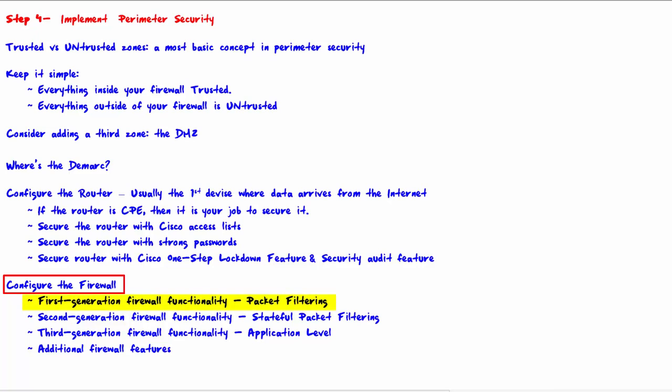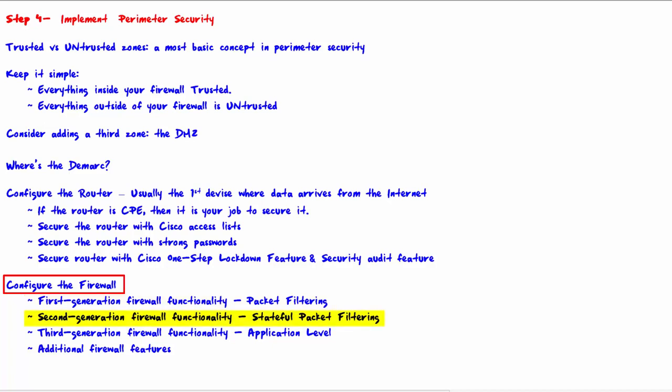So first we talk about first generation firewall functionality. First generation packet filtering is pretty much the same as the functionality that you get with Cisco standard and extended access lists mentioned above. Packet filtering occurs at layers 1, 2, and 3 of the OSI reference model.